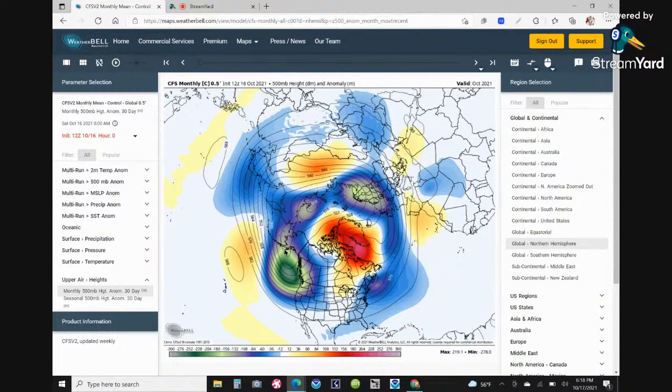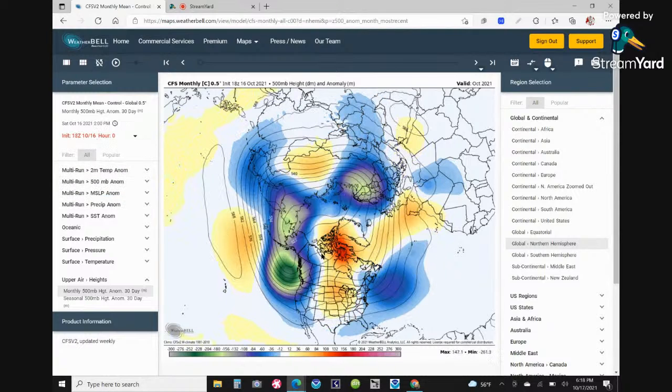So one more look here at the last run. Still, I mean, negative, ridging just builds south a little bit more. You get a little bit more of an amplified pattern in regards to the ridging and troughing. I think this, but we'll see. I'm gonna stop talking and keep going here.